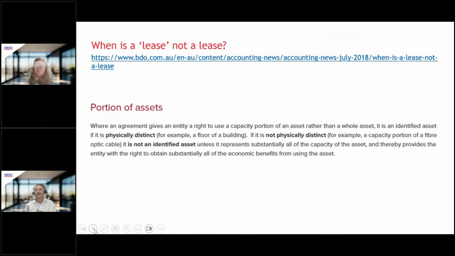It's not physically distinct, and therefore cannot be an identified asset, if, for example, your ability to use the capacity portion of an asset doesn't represent substantially all the capacity of the asset. Capacity can be numbers of strands, hours of the day, it could even be data parcels. You also get this in the oil and gas industry, with capacity portions of pipelines. You also get last mile arrangements where you may or may not have a lease over the last mile of the pipeline. They are everywhere, and it comes back to: is there an identified asset, substantially all the right to use, direct the use of the asset, and then if it is physically distinct, does it represent substantially all of the capacity of the asset? Complicated assessments are required at the beginning of each lease.